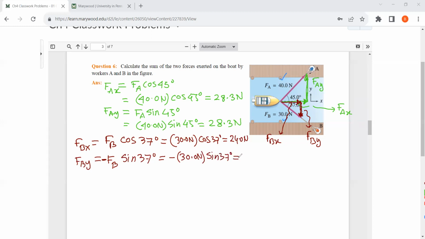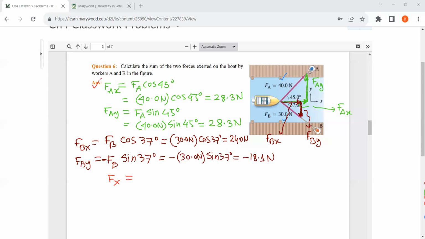Okay, and this is minus 18.1 Newton. So this is the difficult part, finding the components. Once you have the components, the rest of the stuff is very simple. The next thing you have to do is find Fx.